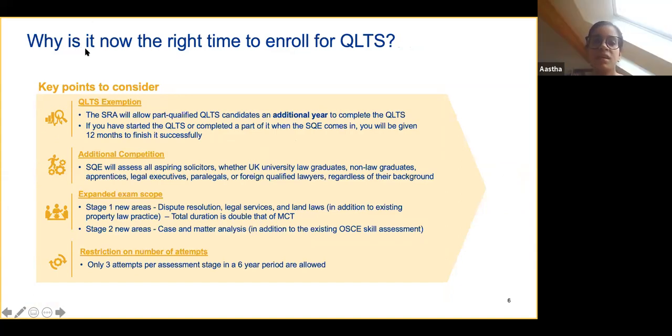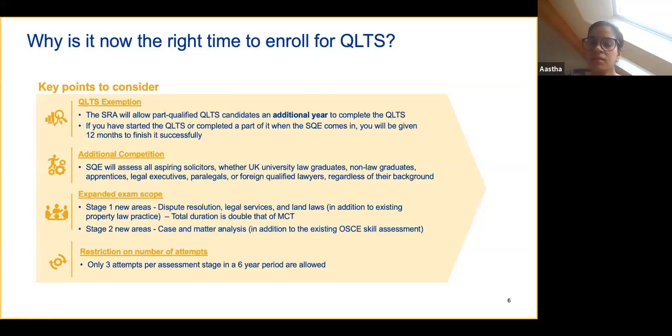So there are 4 considerations. The key one is the QLTS exemptions, as we've already discussed, that the SRA will allow the part qualified QLTS candidates an additional year to complete the QLTS, which means that if you have done the MCT or you will do the MCT this year, you will have next year to complete your OSCE as well.